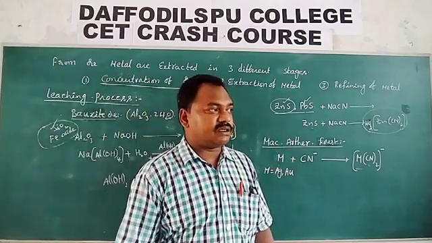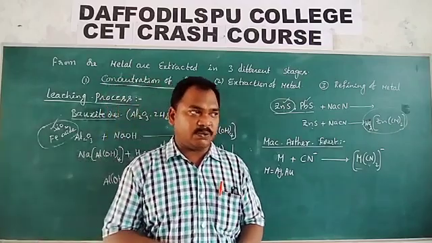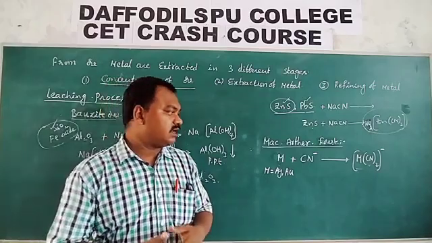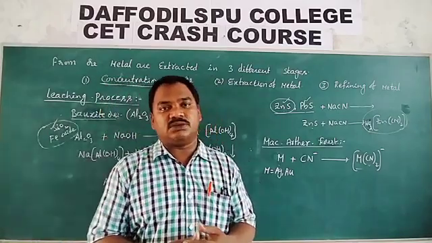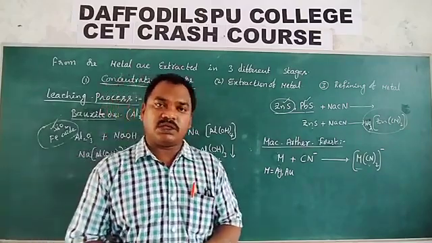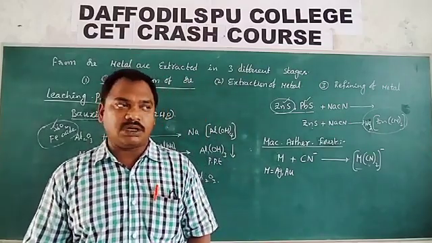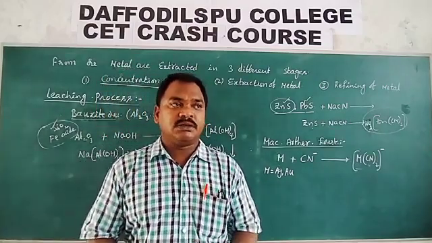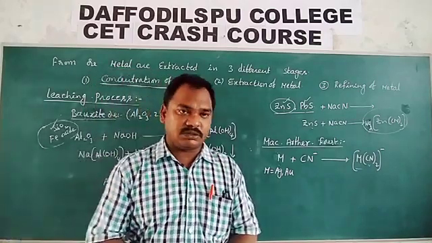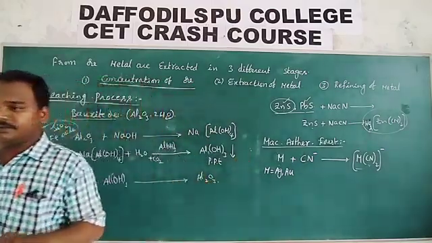So in the MacArthur-Forrest process, the leaching process is employed. What is the leaching agent in this process? It is either sodium cyanide or potassium cyanide. For which thing is this process used? For the purification of gold ores and silver ores, the MacArthur-Forrest process is employed. So that is about leaching.